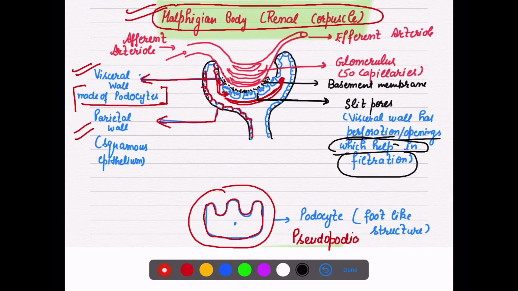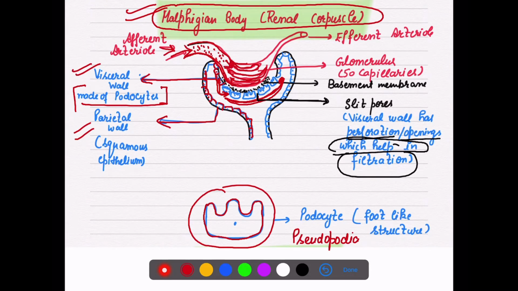Now this Bowman's capsule is enclosing a bunch of capillaries. This wider branch of artery which is coming into this cup-shaped structure is our afferent arteriole, right? The afferent arteriole enters, and then it branches out into a bunch of capillaries. They are narrow, so the blood is coming from the wider vessel, and suddenly जो आपका पैसेज था वो नैरो हो गया.